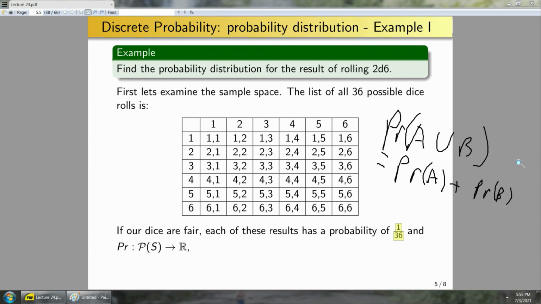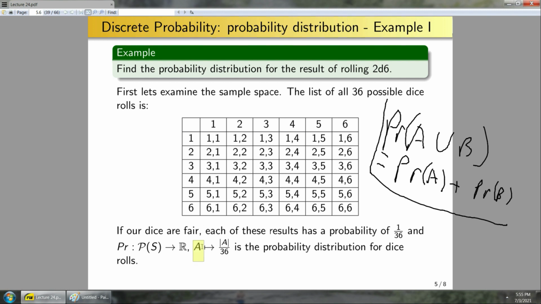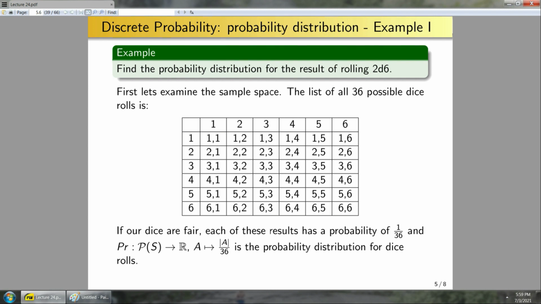So I want this to work for the union of arbitrarily finitely many sets, but it turns out that it's sufficient to show that it works for 2 sets, assuming we take induction as an axiom. So how can I build a function that satisfies this axiom here? Well, the simple way to do that would simply be to say that A gets mapped to the cardinality of A over 36. So now we need to show that this function PR, defined as follows, satisfies the axioms of a probability distribution function.